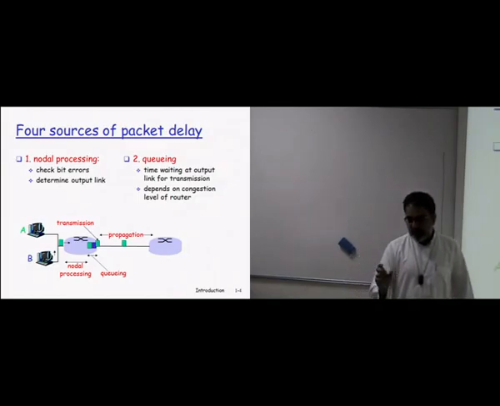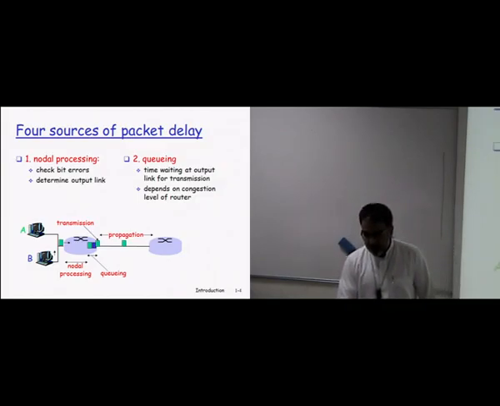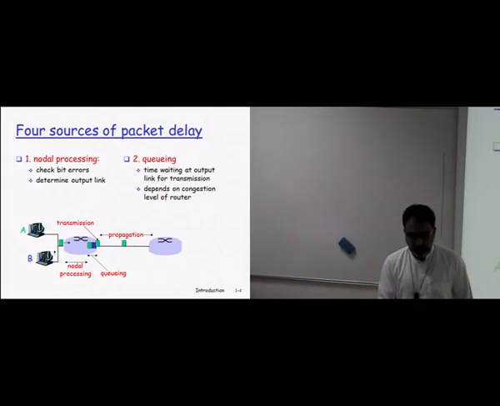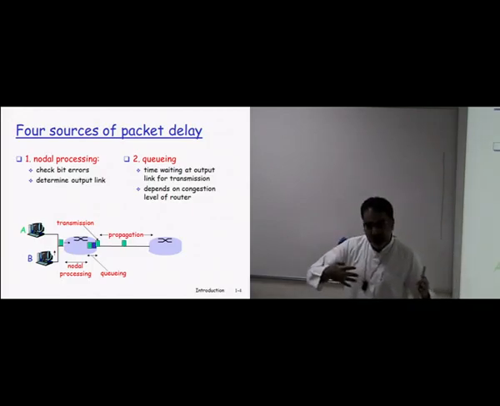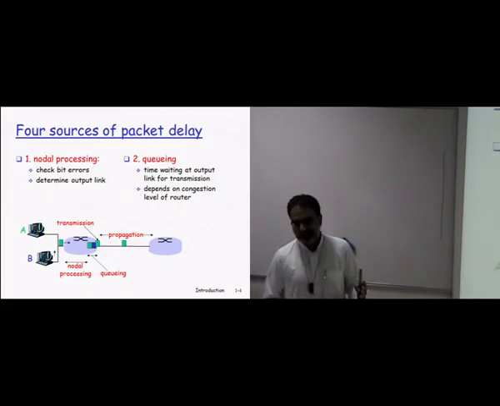Okay, it has to determine the output link by looking into the destination address in the IP packet header and comparing it to its routing table, to see that this particular network can be reached through which output port. Okay, so this is called the nodal processing delay, the time the router will take to process the packet on that particular node. That node is basically that particular router.